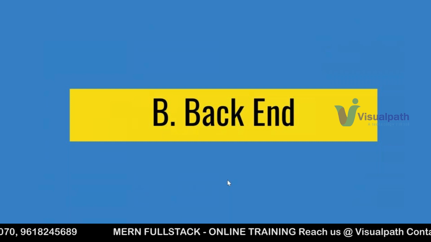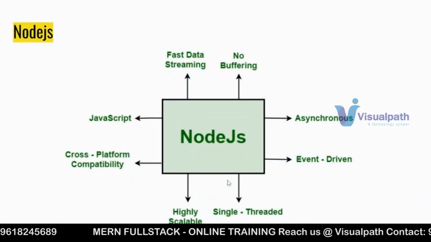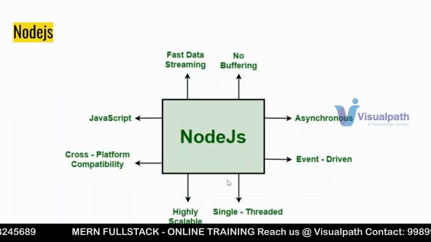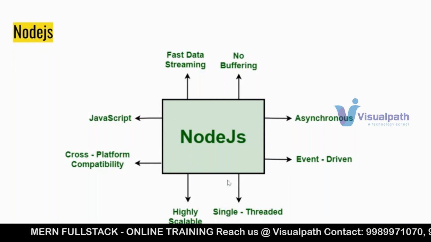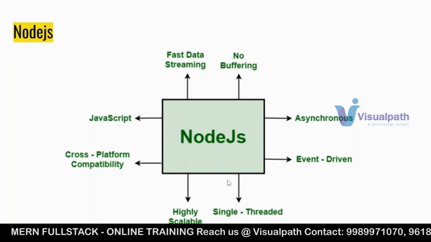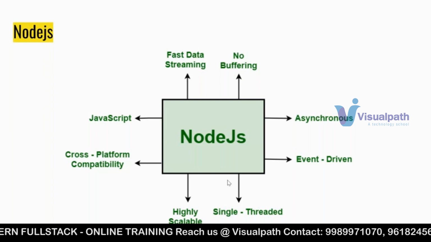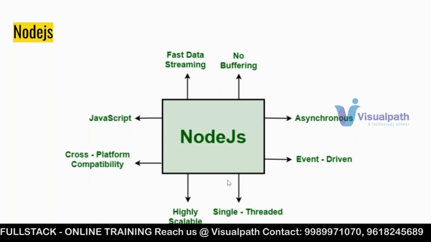And for the backend, you have Node.js. Node.js also is written in JavaScript. Therefore it has all the features of JavaScript: asynchronous, event driven, single threaded, highly scalable, cross platform, all those things.